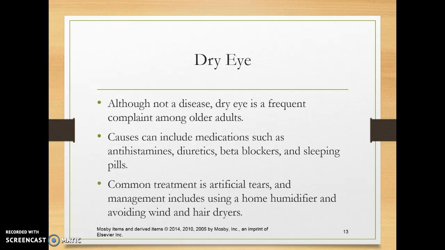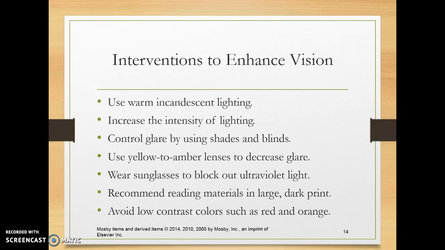And then dry eye is a huge thing that we're going to have with our older patients. Much of it is side effects, because we have all those medications we use that are going to do the drying of things. So much like we talk about dry mouth, dry eye is another one. So we have things like artificial tears. We can teach to use a humidifier, avoid wind and hair dryers.